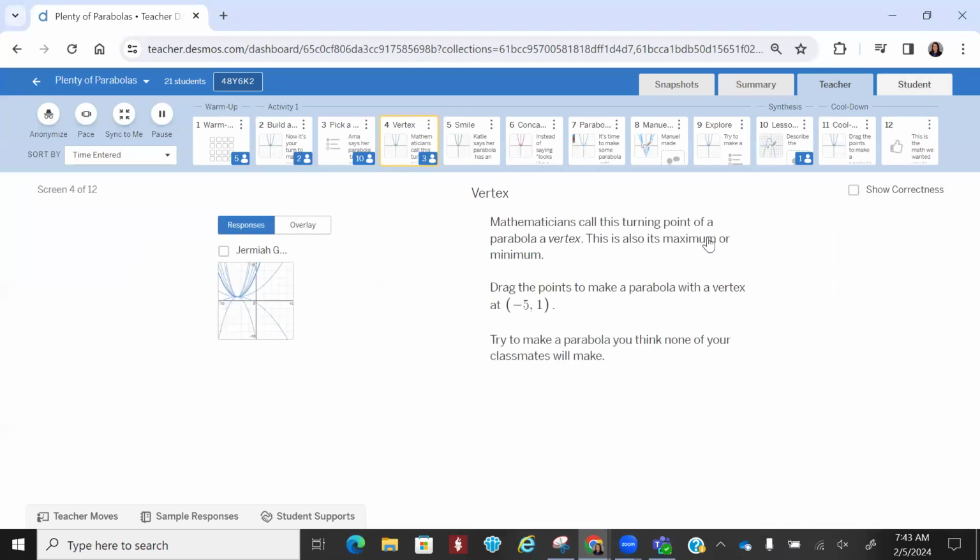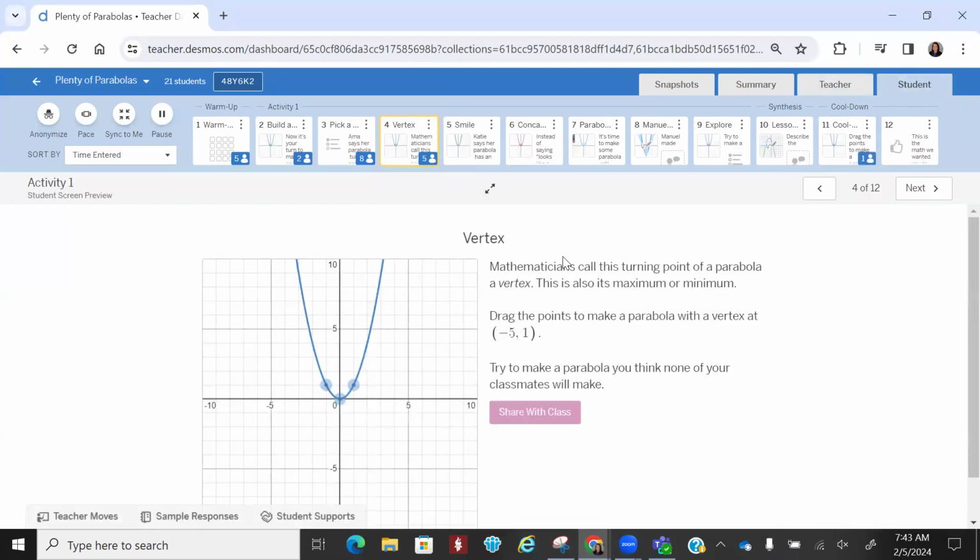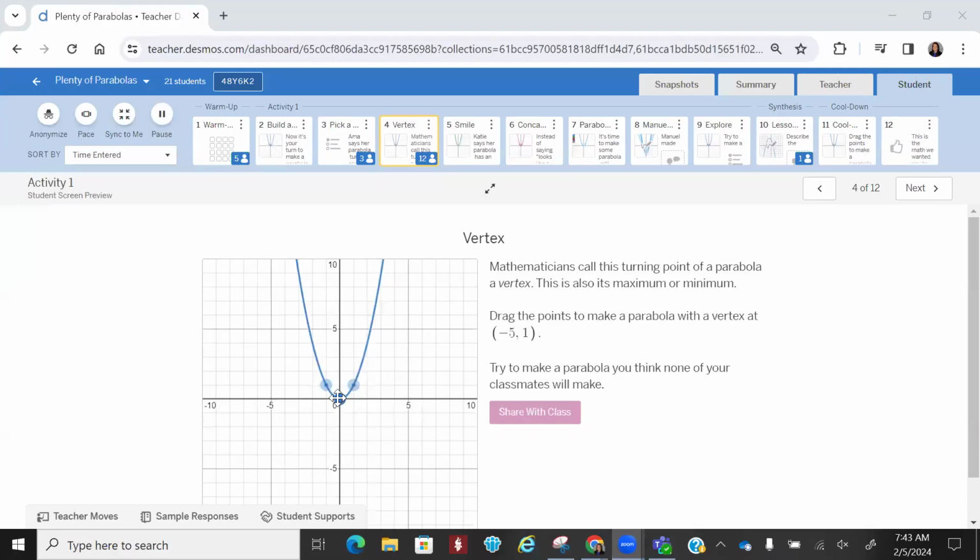Okay, good. All right, so mathematicians call this turning point a vertex. We talked about this on Friday. It's a maximum or a minimum, so it's just a fancy way of saying max or min. Drag the point to -5, 1. Remember, the first number that they give you is the left or right. So -5 is going to be to the left, and then we're going to go up 1.